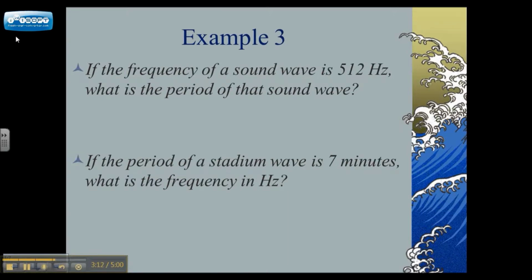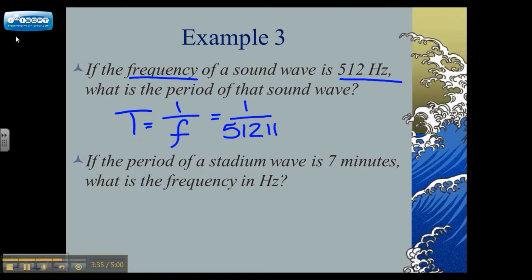If the frequency of a sound wave is 512 hertz, what is the period of that sound wave? And so we have period is what we're looking for, and we have the frequency, which means we'll use this inverse relationship. So 1 over the frequency, which is 512 hertz, gives us a period of 0.00195. And since hertz is 1 over seconds, then our unit here is seconds.